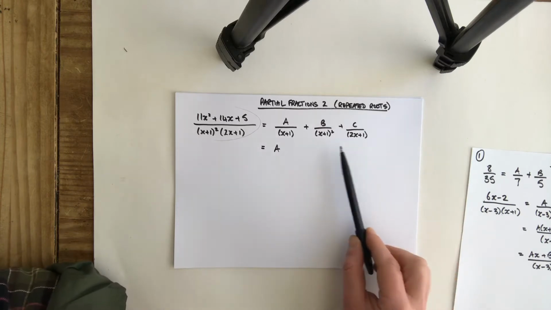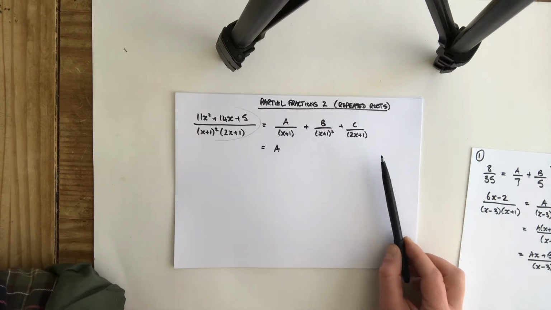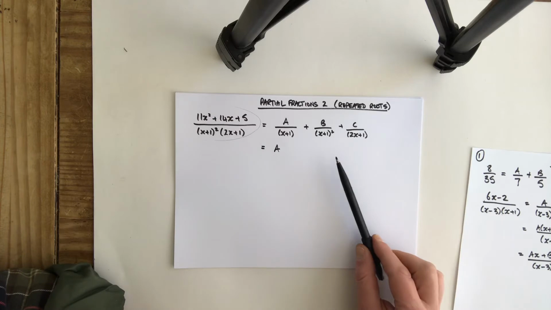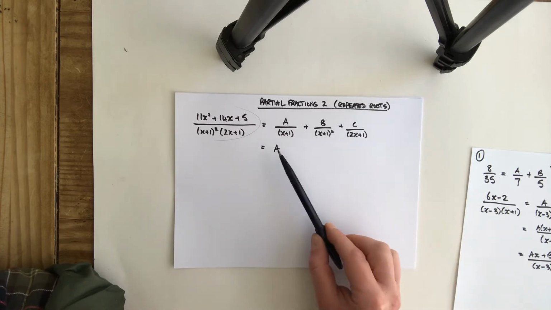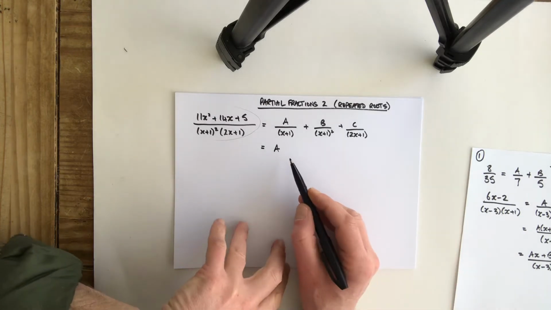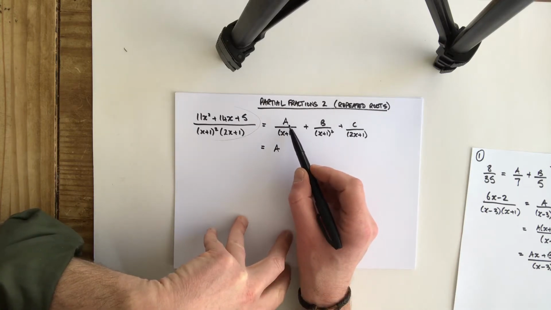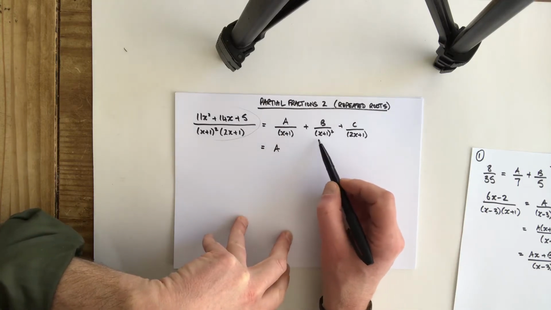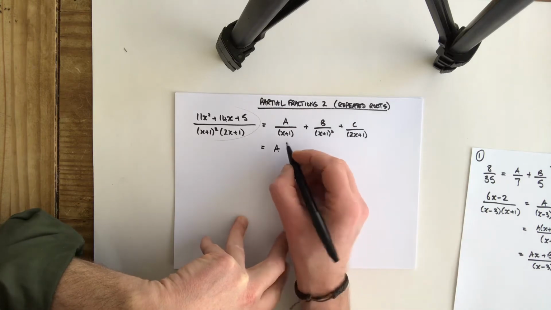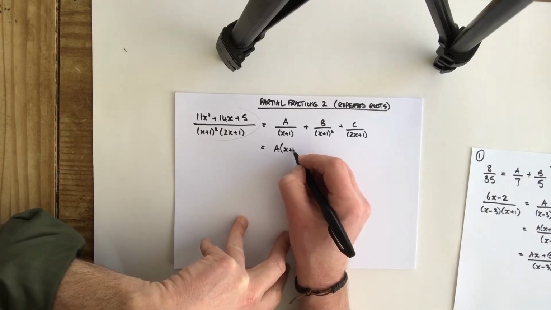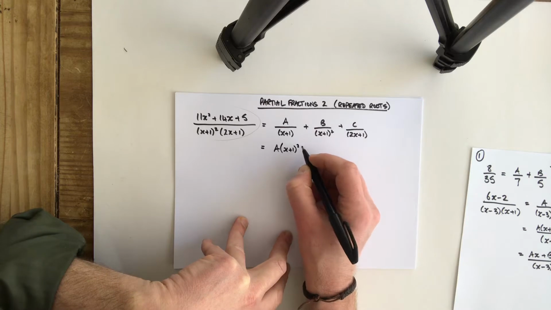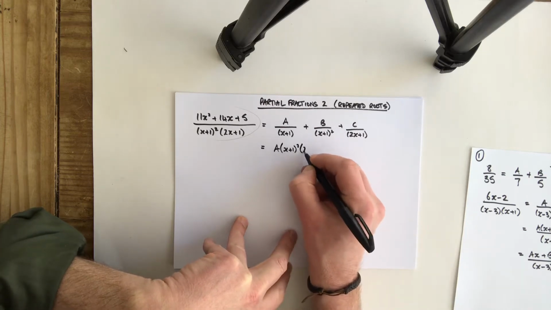Now I'm going to do this longhand and show you how things cancel out. Once you understand how those things cancel out, then you don't need to do it longhand. You can just take a little bit of a shortcut. Okay, so I'm going to multiply everything by x plus 1 squared along the top, and by this thing.